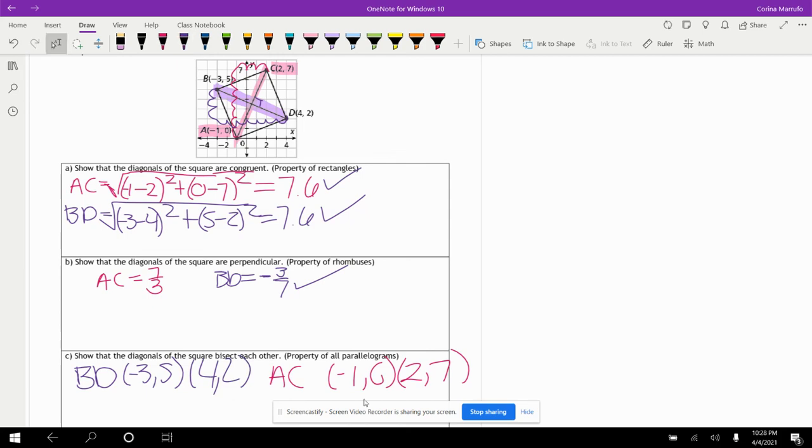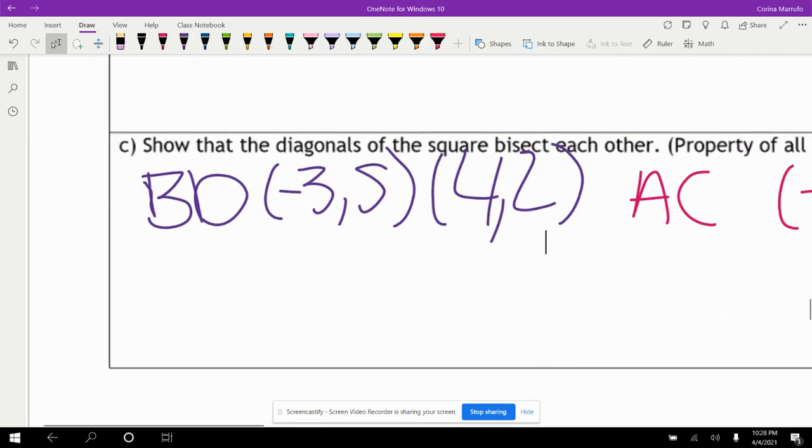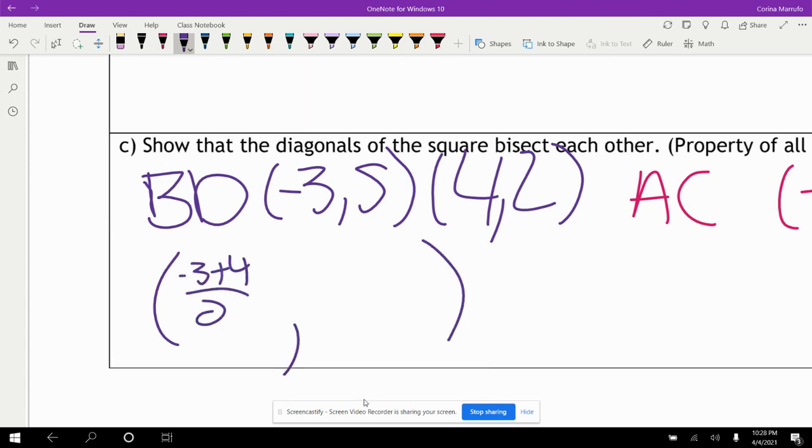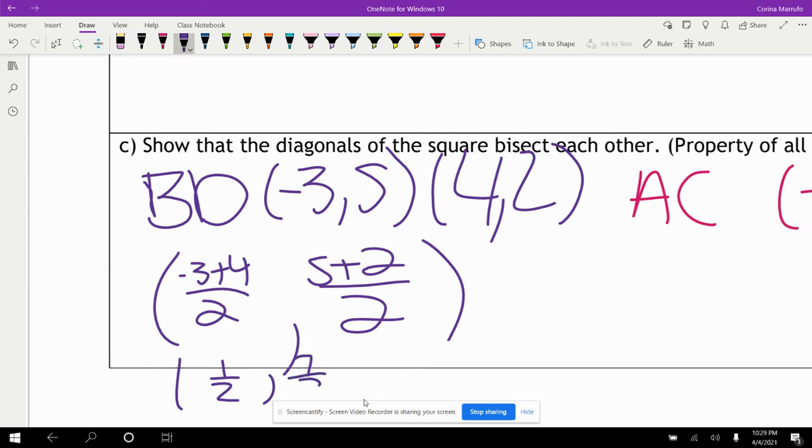Okay, so when finding the midpoint here, the way we find the midpoint is we add the x values, so -3 plus 4, and we divide by 2. Here we add the y values, 5 plus 2, and we divide by 2. So this is going to give me -3 plus 4, that would give me 1/2. And then 5 plus 2 is 7, divided by 2, we'll leave it as 7/2.